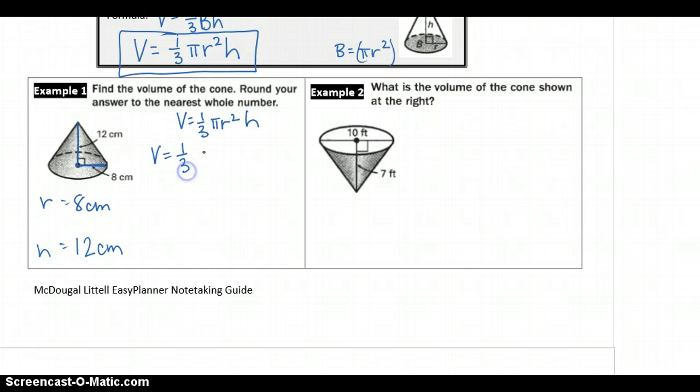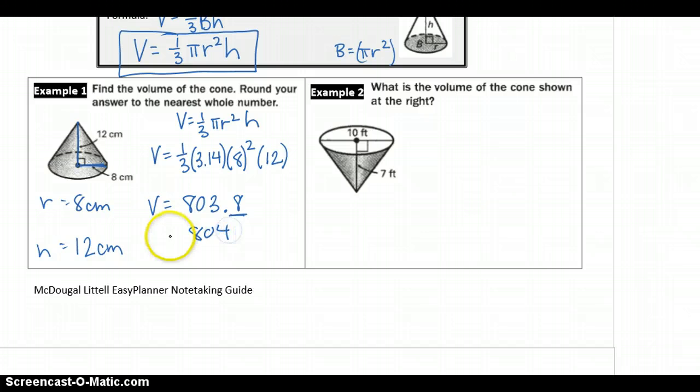So V equals 1/3. For pi, we'll use the approximation 3.14. For r, we plug in 8, so we have 8 squared, times h, which is 12. So make sure you do the squared first. And whenever we plug all of this into our calculator, we will get 803.8. So since we have a 0.8 at the end, we're going to round this up to the whole number, 804. So our final volume is 804 centimeters cubed.